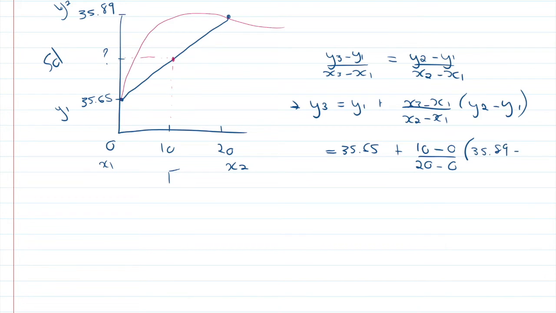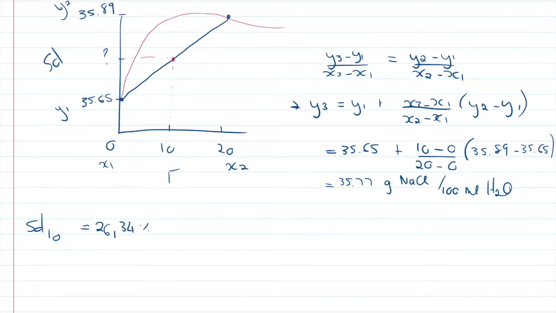and then you will find that the solubility for 10 degrees Celsius is 35.77 grams sodium chloride per 100 milliliters water. Now again, these units are not very helpful. We want to convert them to a mass percentage, and you will do it exactly as we did before, and you will find that the solubility at 10 degrees Celsius is 26.34%. So we can then go back to our diagram and fill that in as well.